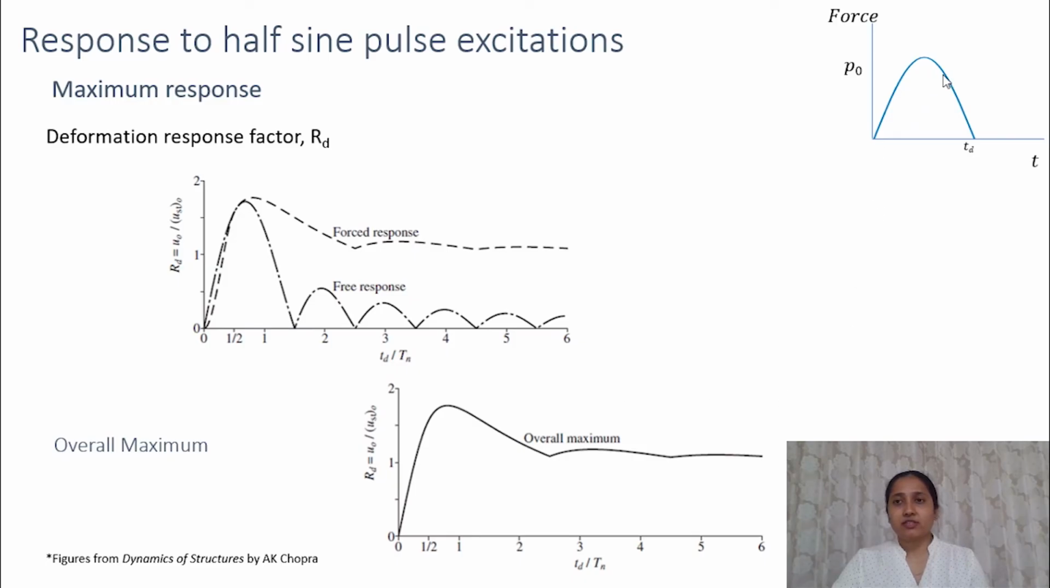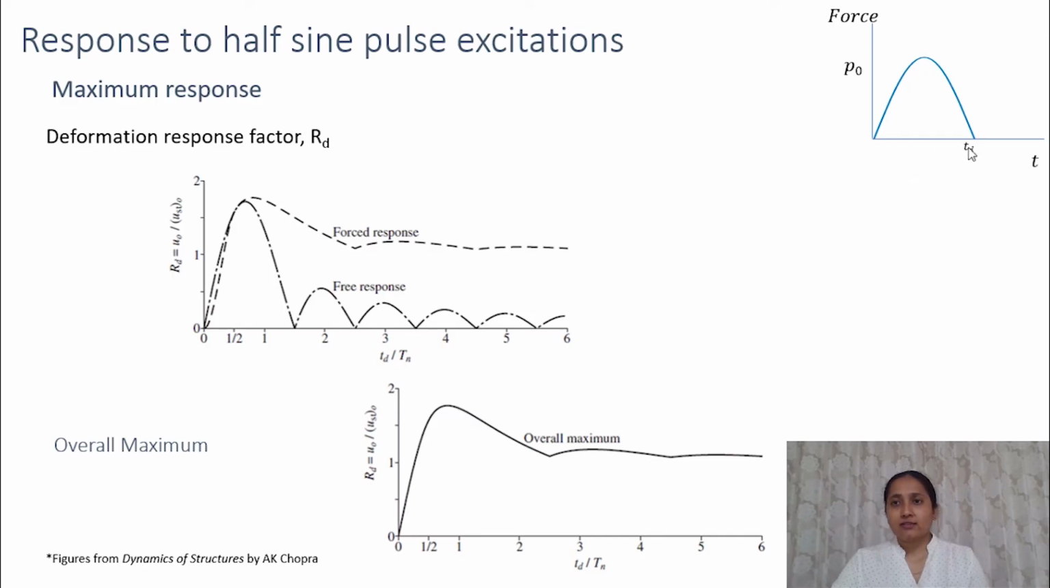But in the case of a sine pulse, the application of the load is gradual. It increases from 0 and gradually reaches P0. So the dynamic effects are lower in this case. That's why the maximum amplitude is less than 2.